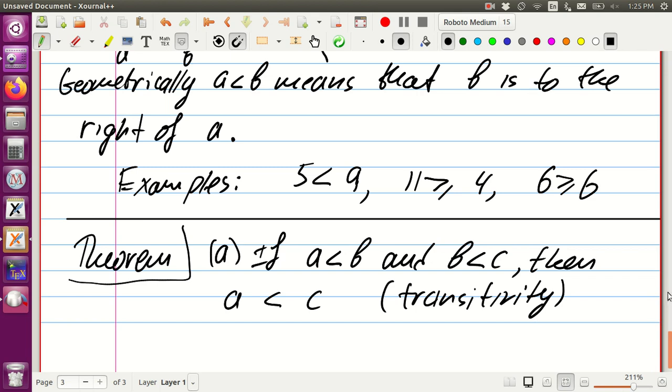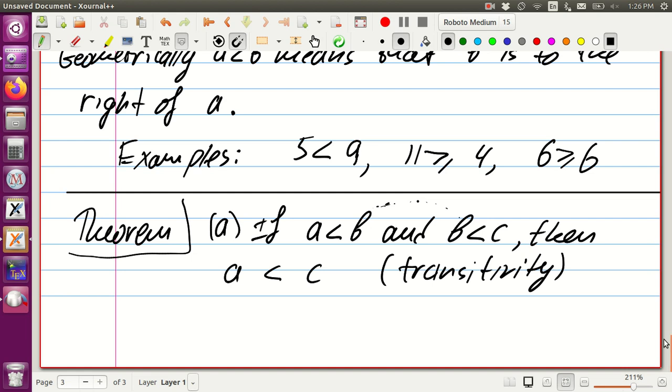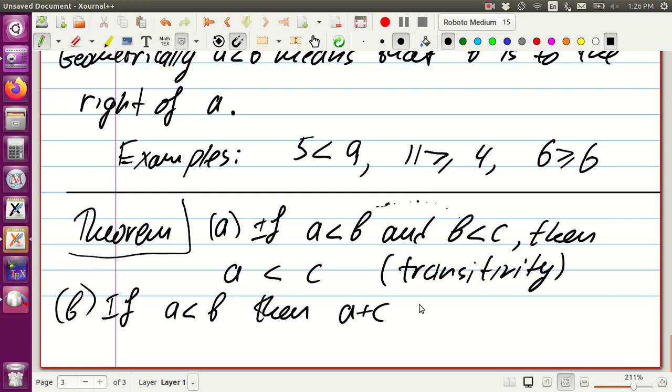All right, if we have two inequalities in a row, A is less than B, and you can see that there is a match between this B and this B, and B is less than C, therefore A is less than C. And the second part of this theorem says that if A is less than B, then A plus C is less than B plus C. So that tells us that we can add the same number to both sides and the inequality stays in the same order.